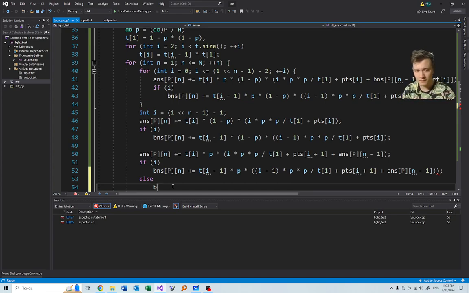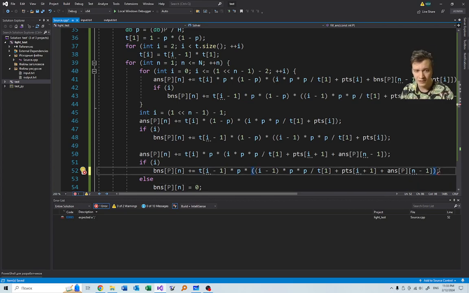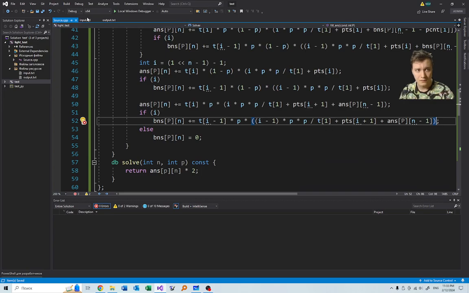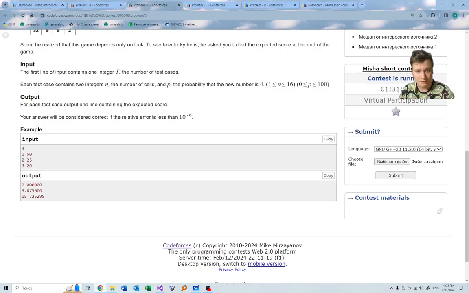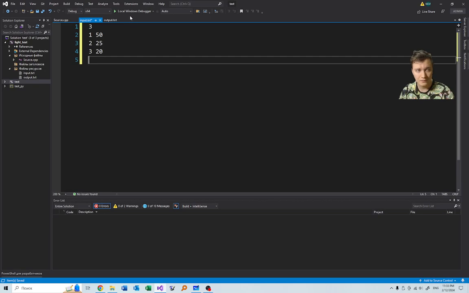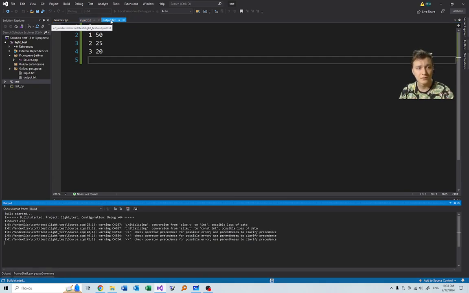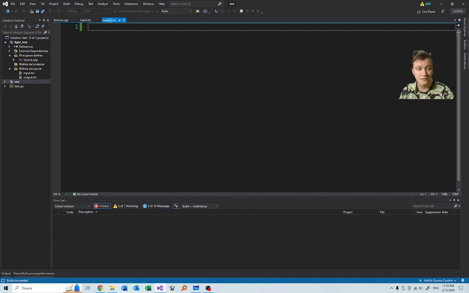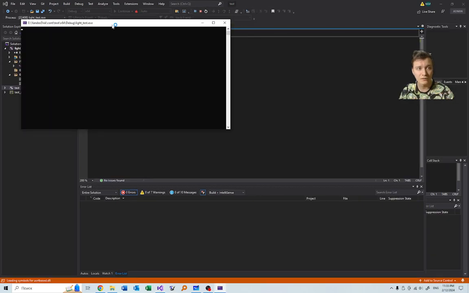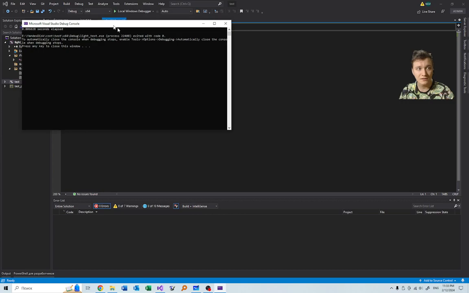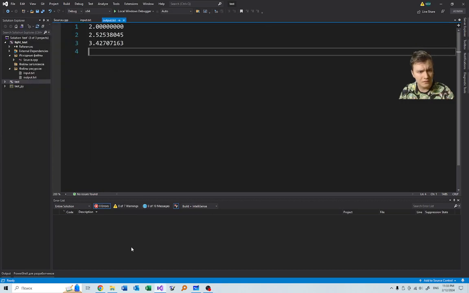Okay, in this case, bands Pn simply 0, I think. Yeah, because we cannot get any points in this case. Okay, I'm done, actually. Let's look at the output. It even compiles. Wow. It even didn't fail.